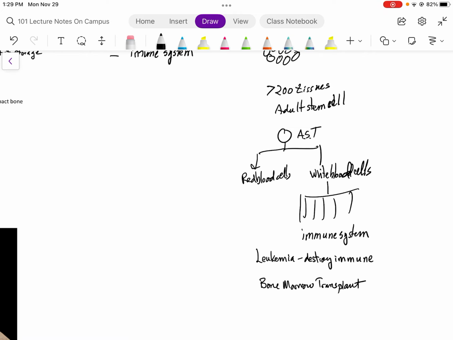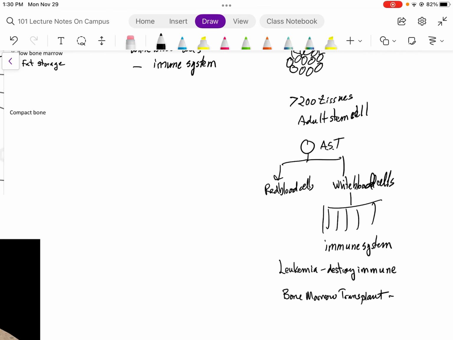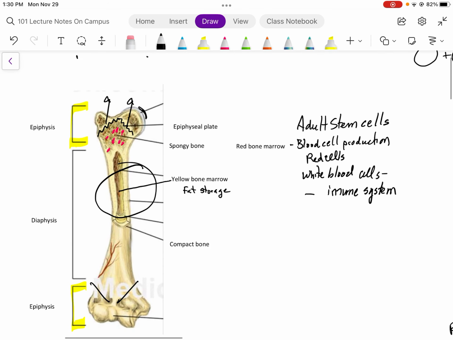And a bone marrow transplant would actually take either your own bone marrow or from somebody closely related, take it out, do the treatment, and then re-inject that bone marrow later to provide that person with an actively dividing cell line that would make their immune system. So those are really important cells, and they are all in the red bone marrow, which is housed in the spongy bone area.